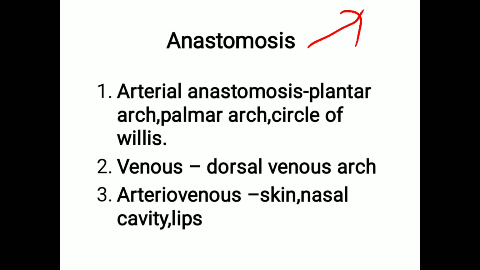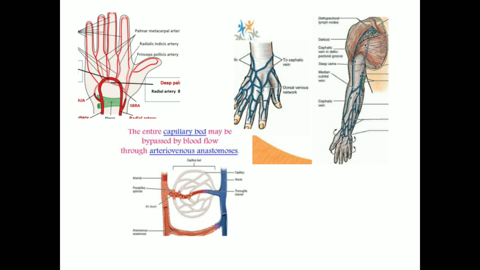Okay, so why are these anastomoses present? If there is a region where an artery is damaged, there will be collateral circulation to that part, and that is called anastomosis. Arterial anastomosis you can see in your palm; this figure is of the palm, and that is called the palmar arch. Then venous anastomosis: you can see the bluish color in the hand, and what you are looking at is the dorsal venous arch.